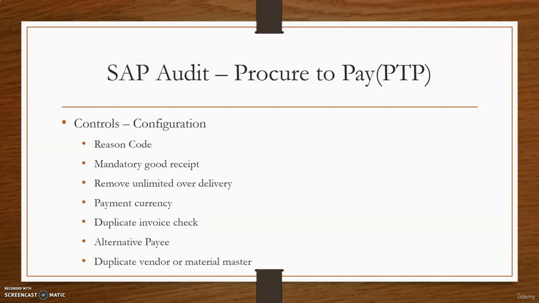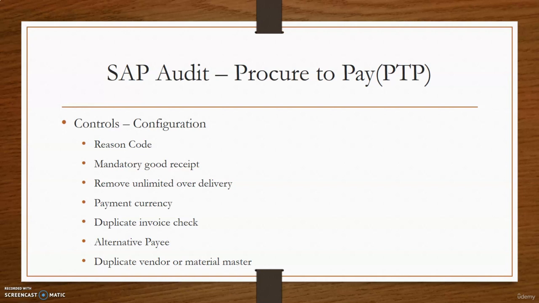The next is alternate payee. If your business does not require the periodic use of an alternate payee, which should be controlled through the SAP dual control over sensitive fields function, then this field should be suppressed on all relevant documents.